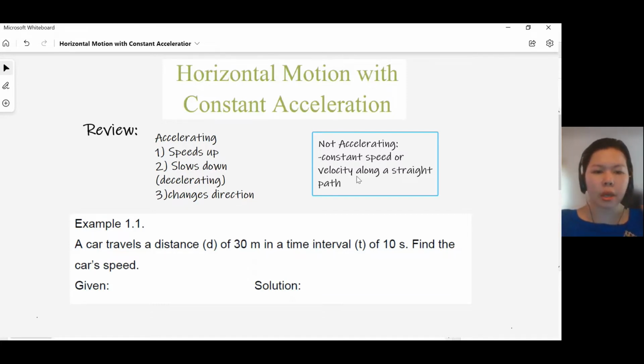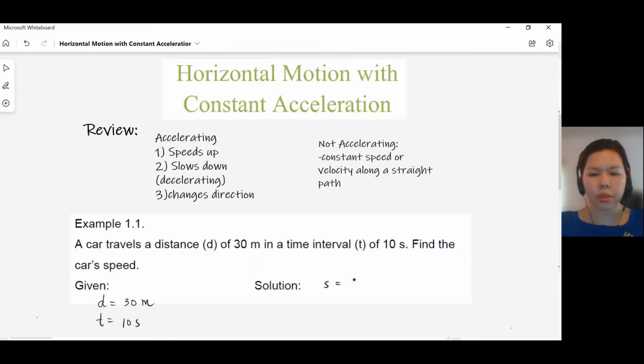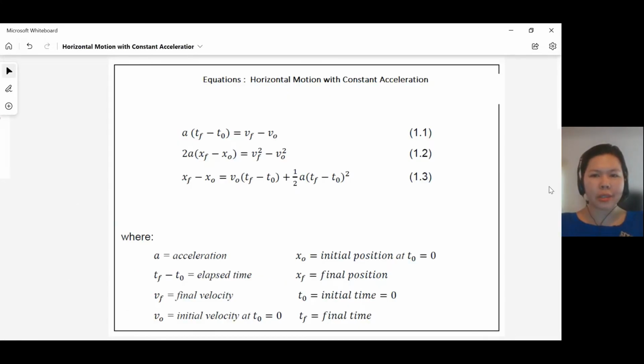Example 1.1. A car travels a distance d of 30 meters in a time interval t of 10 seconds. Find the car's speed. So we have here the given d equals 30 meters and time interval or t is 10 seconds. So speed equals distance over time, d. Substitute 30 meters over 10 seconds. 30 divided by 10, execute using your calculator. You have 3 meters per second as the speed, constant speed. This is not accelerating.